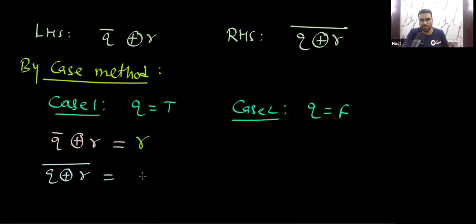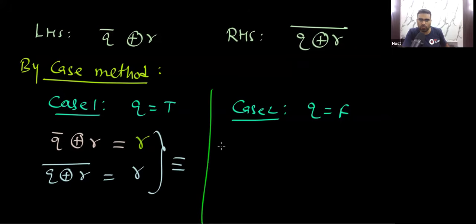What about this RHS? When you put Q equal to true, this entire internal thing will become R bar. Then again there is negation, so finally it will become R. So you can see they are the same. Yes or no? They are equivalent.